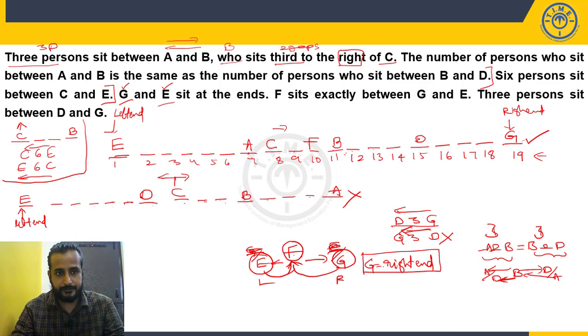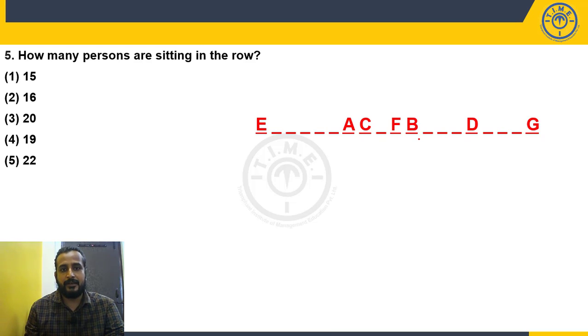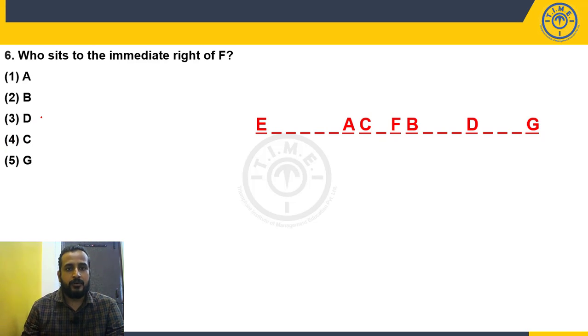Now let's answer the questions. How many persons are sitting in the room? 19, just now we counted. Choice 4. Who sits immediate right of F? B. Choice 2. It is the right side.